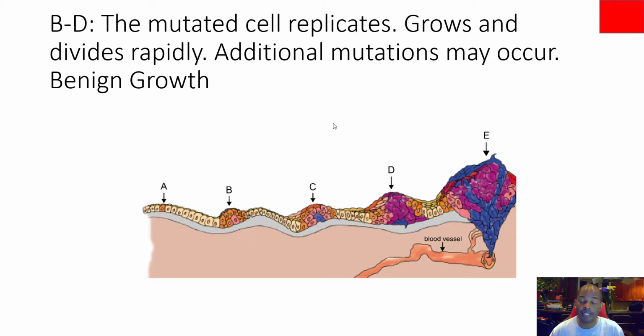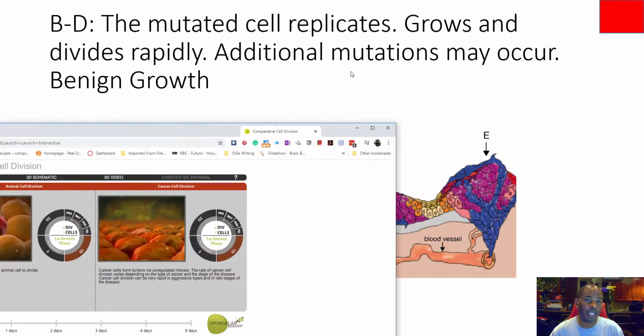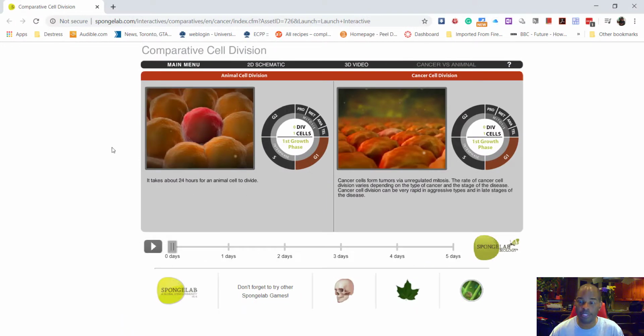And this is very interesting. One of the sites that I like to use is a place called Sponge Lab. And I'll show you how to get to it. I would encourage you to make an account here. And so I'm going to go into this animation here. What this animation does is it compares normal cells here on my left and cancerous cell division on the right. So it's going to undergo mitosis. So let's just do mitosis first off.